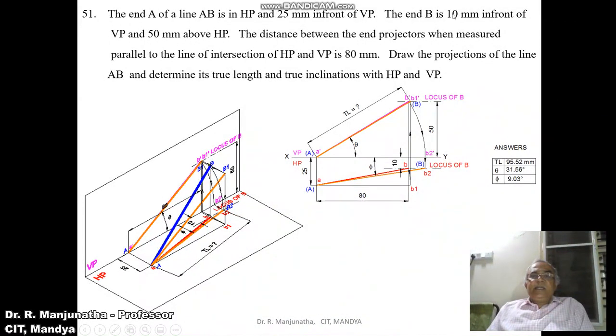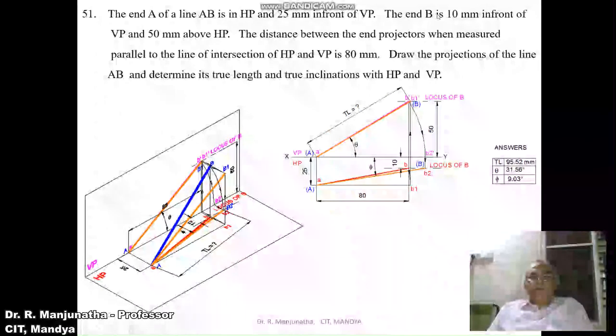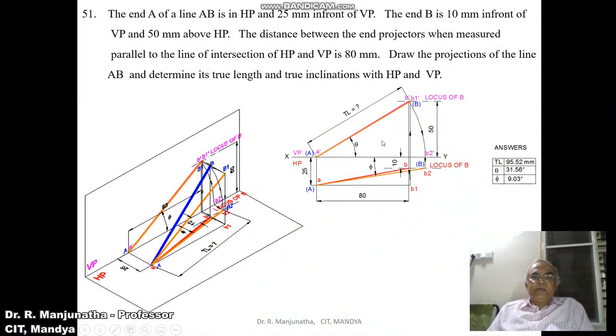Then NB is 10 mm in front of VP. In front of VP can be seen in the horizontal plane. From the XY line you measure 10 mm below the XY line and then draw a dashed line, which is going to be the locus of B in the top view. Similarly, B is 50 mm above HP. So from the XY line you measure 50 mm and draw a horizontal dashed dot line, which is going to be the locus of B in the front view.